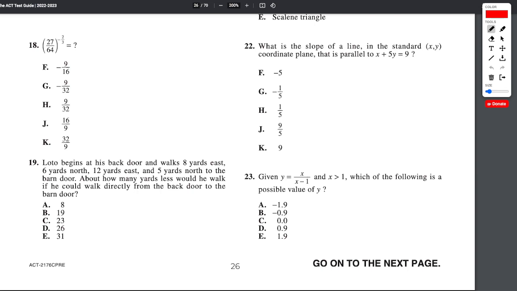Lodo begins at his backyard door. Lodo. Good name. Is he a dog or an animal?